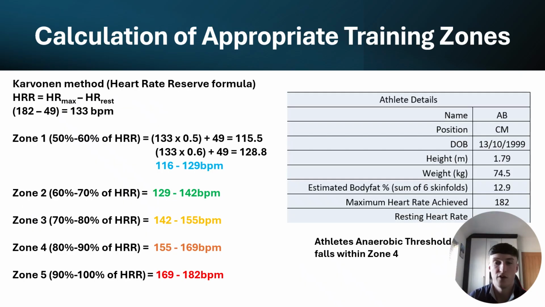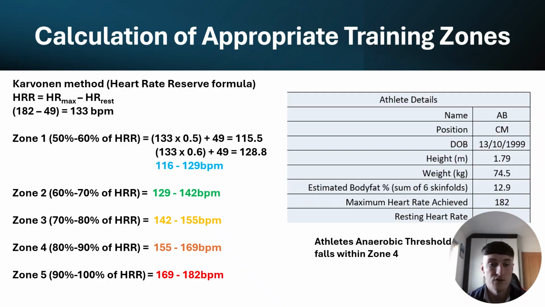When I'm working out these training zones for the athlete, I use the Karvonen method. Firstly, you have to work out the heart rate reserve, which is heart rate max minus your heart rate at rest. Obviously, we've got the data in the table for the athlete. So it was 182 minus 49, which gave us 133 beats per minute. And we could use that to work out the exercise intensities for each zone.